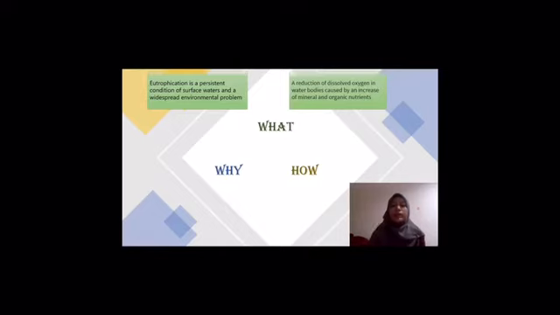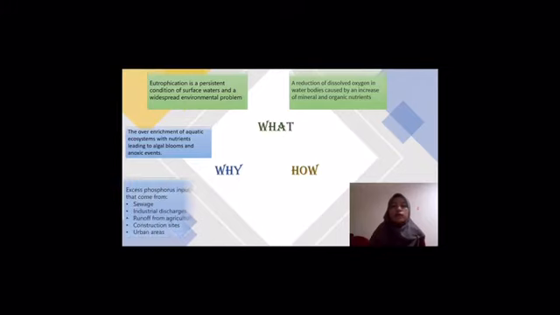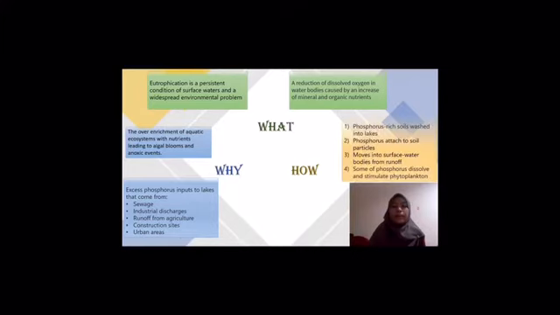Why this happens is because of over-enrichment of aquatic ecosystems with nutrients such as phosphorus, leading to algal bloom and anoxic events. This causes colonies of algae, simple plants that live in the sea and fresh water, to grow out of control, and also the flow of phosphorus into the lake or river. How it happens is the soil that is rich with phosphorus will wash into the lake or river, and then the phosphorus will attach to the soil particles and move into the surface water bodies from the runoff.